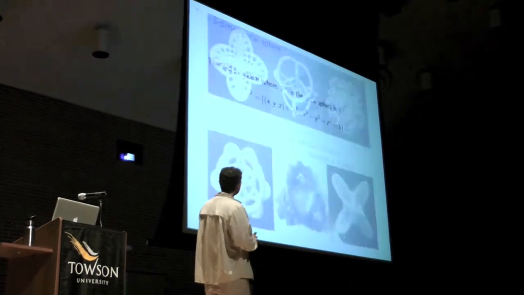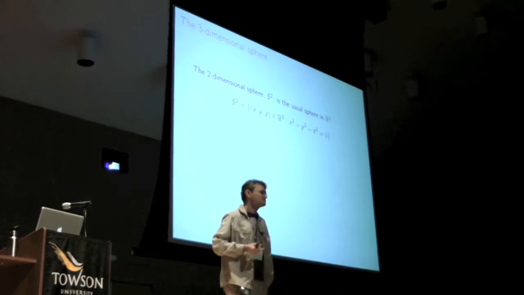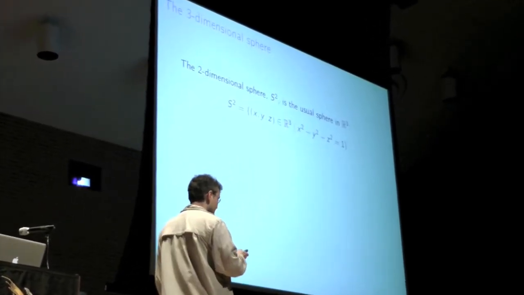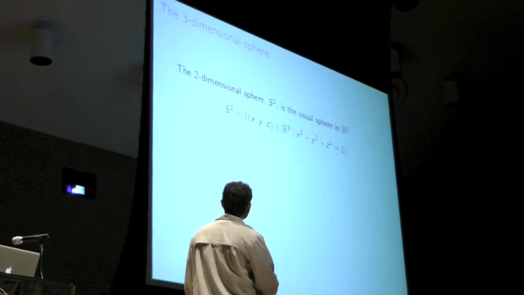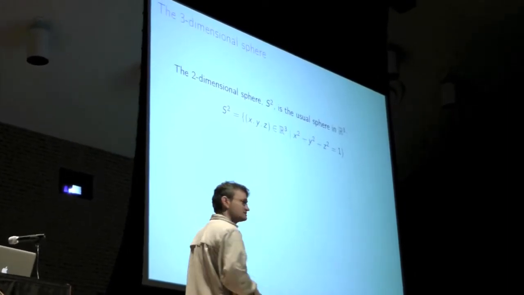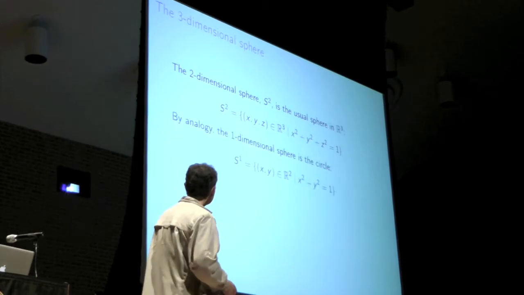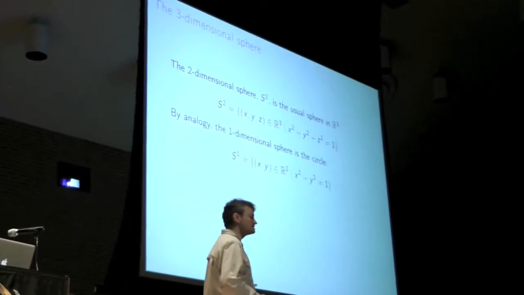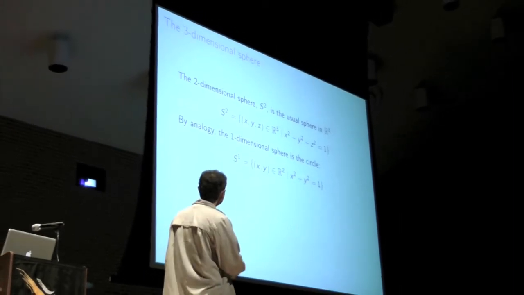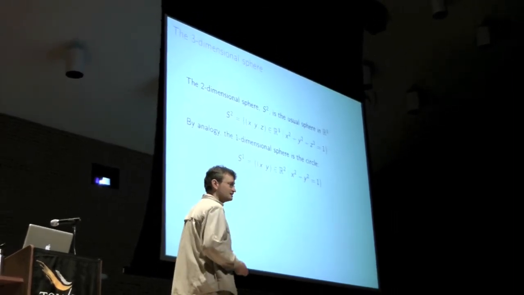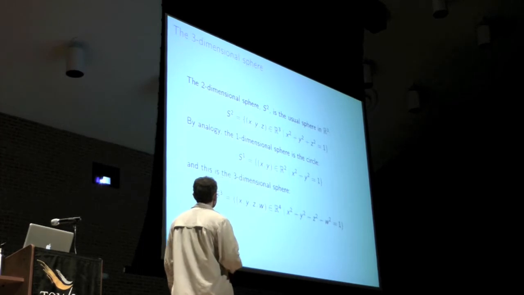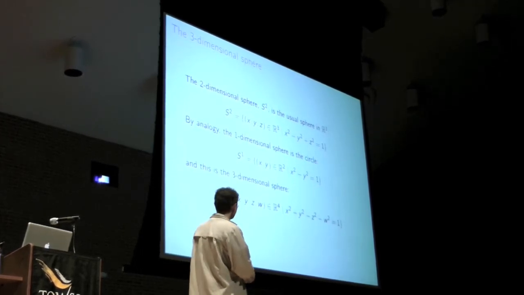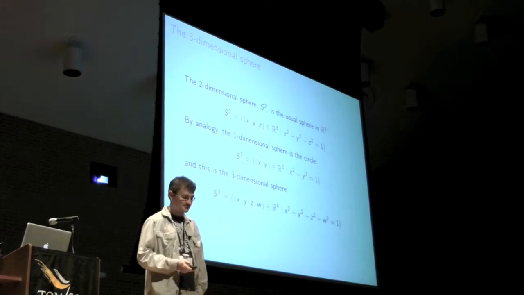Well, what's S3? So let's start with S2. So S2 is just the usual ordinary sphere in three-dimensional space that we all know. So it's the set of points that are at unit distance from the origin in R3. So by analogy, S1, the one-dimensional sphere, otherwise known as the circle, is the set of points at unit distance from the origin in R2. And so, of course, S3 is the set of points in R4, four-dimensional Euclidean space, the set of points at unit distance from the origin.